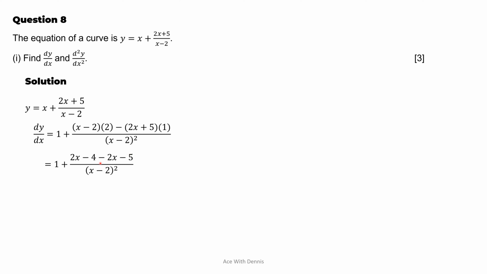Then the next thing is we just try to simplify the second term. So we get 1 plus (2x minus 4 minus 2x minus 5) over (x minus 2) squared. And eventually we get 1 minus 9 over (x minus 2) squared. Next, we want to have the second derivative, d squared y over dx squared. So given dy over dx equals 1 minus 9 over (x minus 2) squared, we can change to the negative power first before we differentiate further, so that our differentiation will be easier.